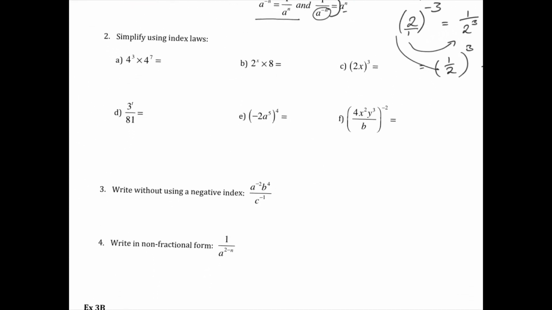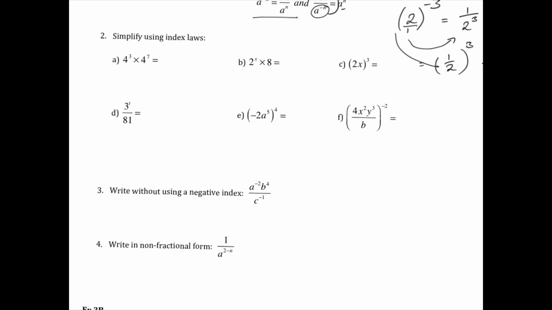Okay, now let's have a go at using all those skills to simplify. Notice, girls, even if this was a paper 2, notice the word simplify. Simplify doesn't mean give me a numerical answer. It means write as a simple index notation. Is a simpler way to write 4 to the 3 times 4 to the 7.